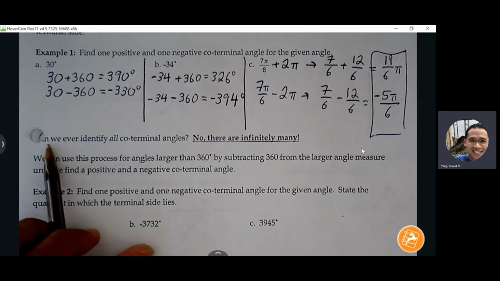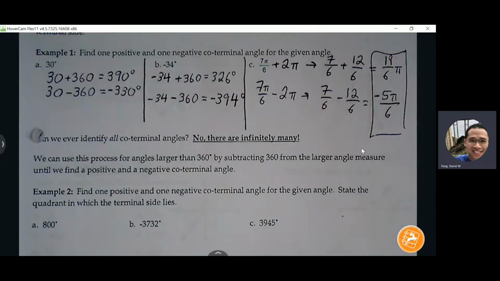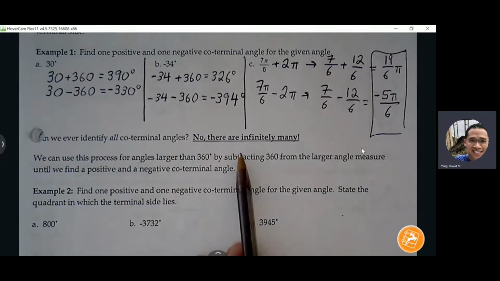Okay, the question here, can we ever identify all coterminal angles? And the answer is no, there are infinitely many. Now we can create a formula that will indicate how to find each of them. But physically we can't list out every one of them because we can keep adding or subtracting 360 and there's infinitely many.